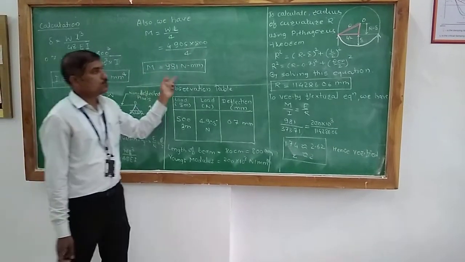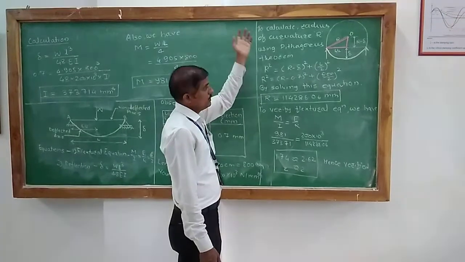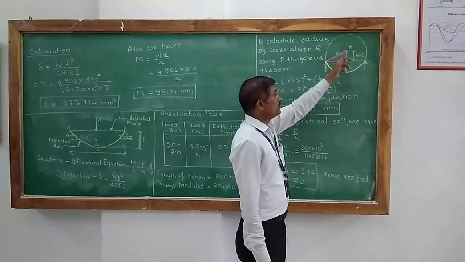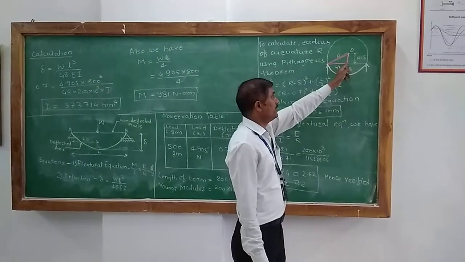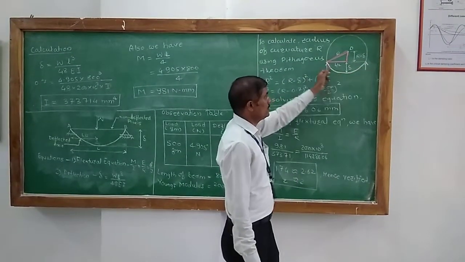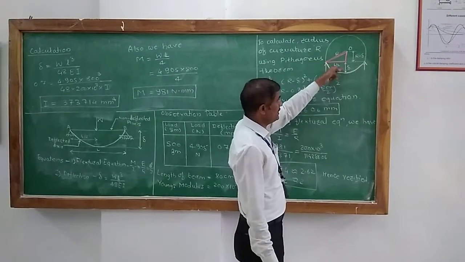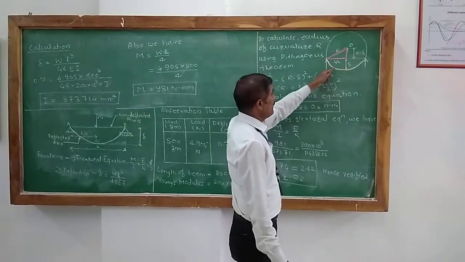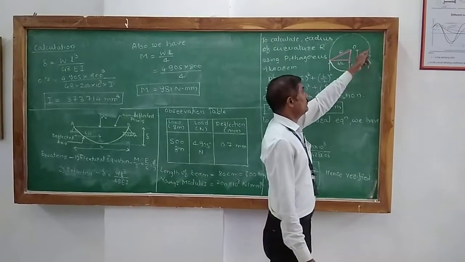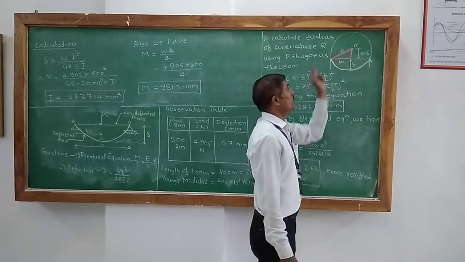So the next part is the calculation of the radius of curvature. Now you can see here, due to the application of the load W at its midspan, we will observe the deflection of the beam like this. This yellow section gives us the deflection, and maximum deflection will be at its center. So by continuing the circle with the deflected shape, you will come to know the value of radius of curvature.